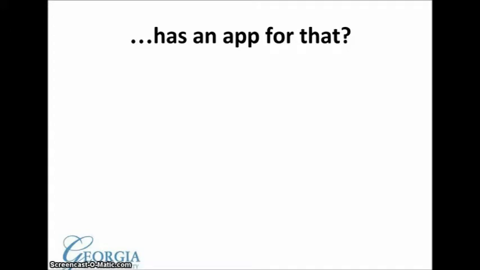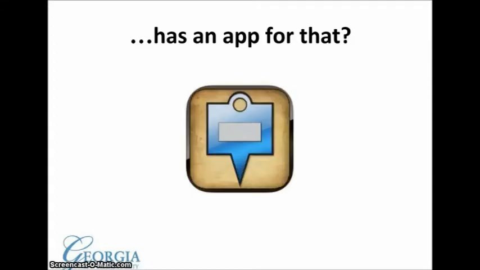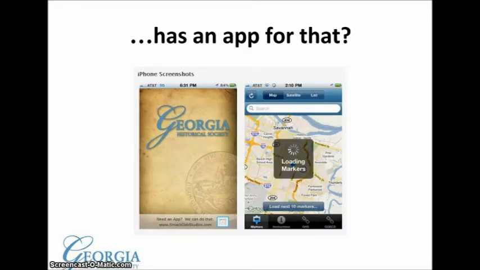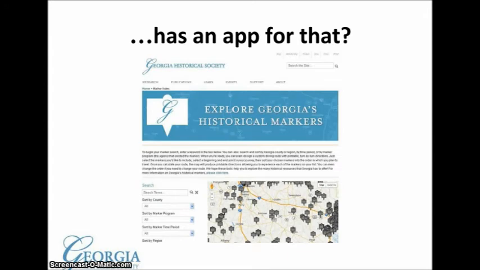Did you know that GHS has an app for that? With a new and improved GHS Marker app, which is available for both iPhones and Androids, you can view the entire state database of historical markers in the palm of your hand. It's great for travel, field trips, or if you just want to see which markers are near you. The app also enables you to create your very own marker-based driving trail. You can also search our historical marker database online by marker program, county, gender, historical period, place, race, or subject.